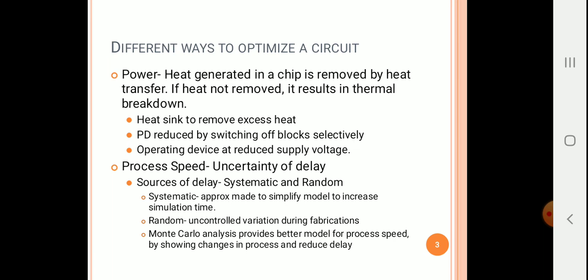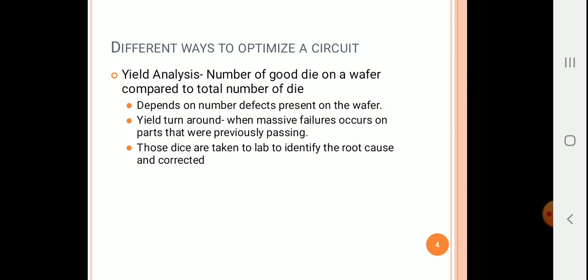The fourth is about the methods or possible ways in which we can reduce the delay that is caused in a circuit. And the last one is about analyzing the number of good chips in a wafer so as to predict the number of good chips that can be manufactured during the coming schedules of manufacturing.